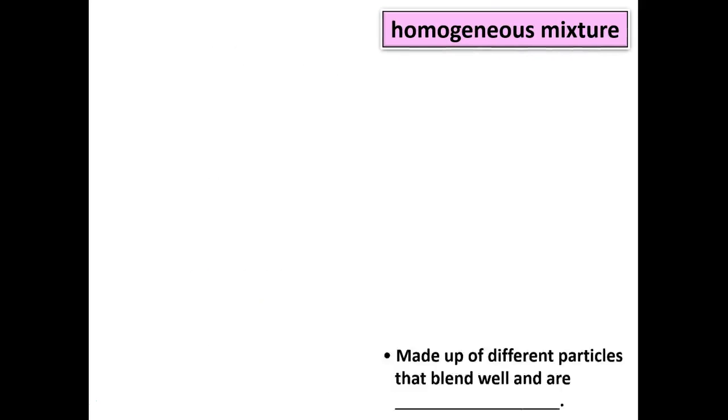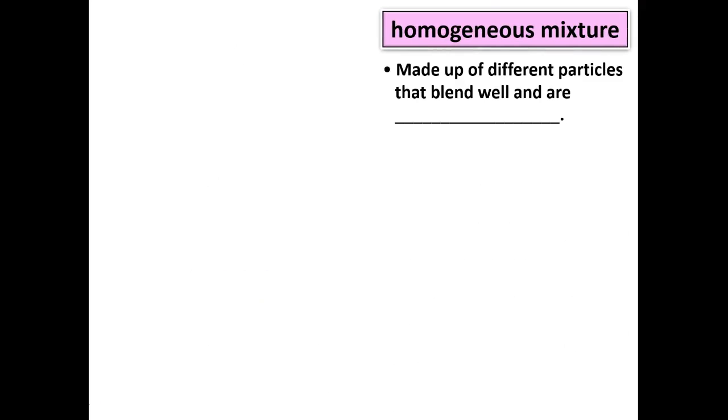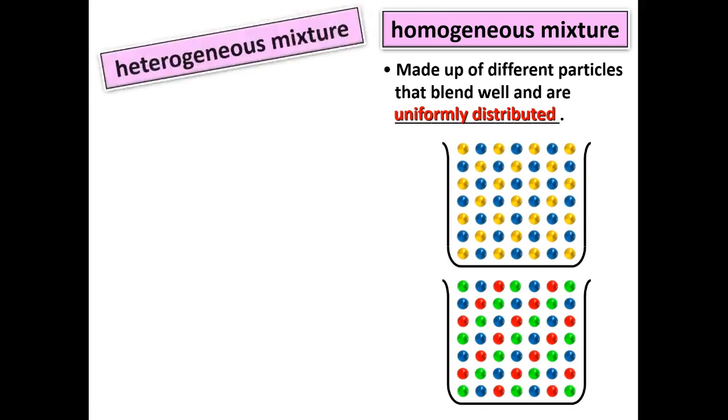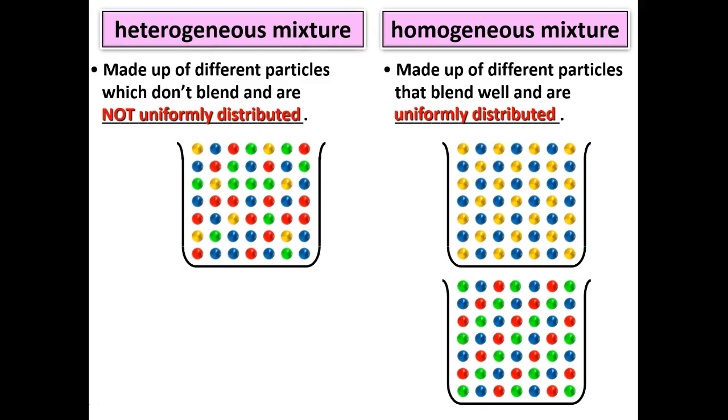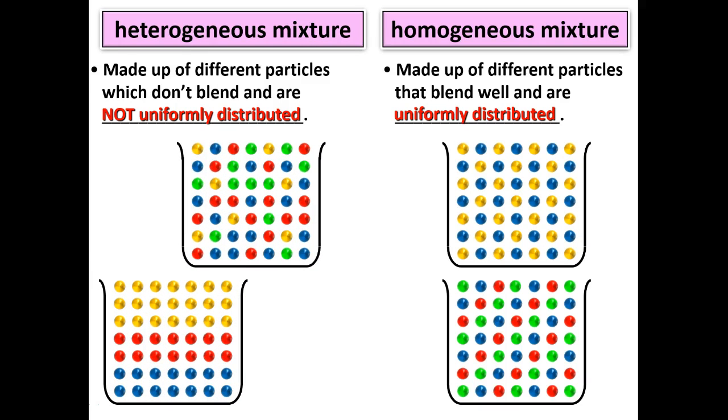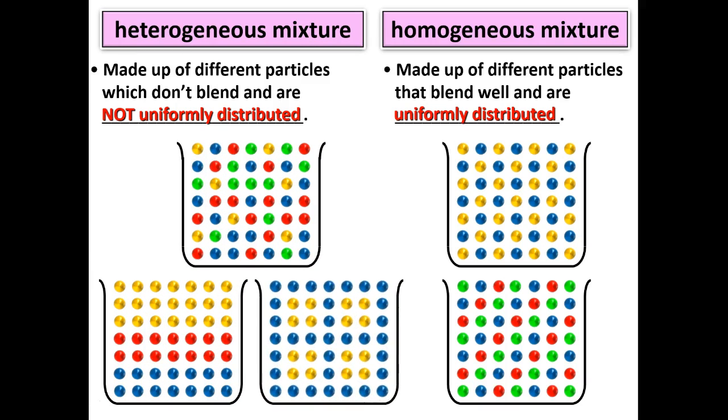Okay. So the two main types of mixtures: homogeneous mixtures. These are ones where the particles are uniformly distributed and blended to appear as though it's an even, consistent solution. And then we have heterogeneous mixtures. These are made up of different particles that don't blend and they are not uniformly distributed.